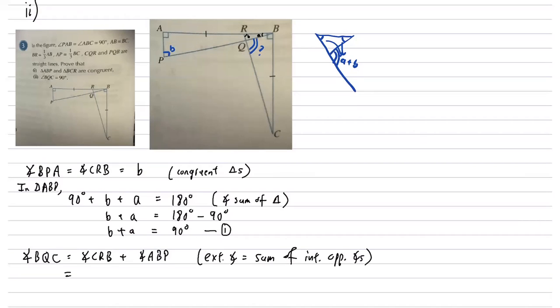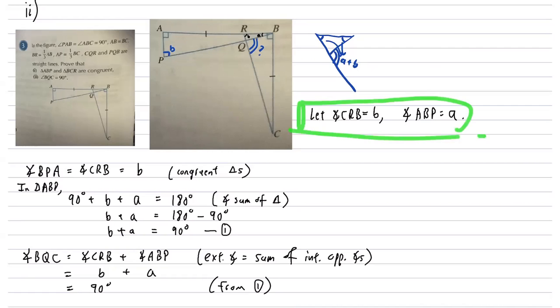And they are correspondingly angle B and angle A, so B plus A. And B plus A, what do we know from 1? It's equals to 90 degrees. So we can say from 1. This one and that one are equal because of definition. Maybe I should have written that down at the beginning. So we can let angle CRB equals to angle B, and let angle ABP equals to angle A. Okay, this one is by my own definition.